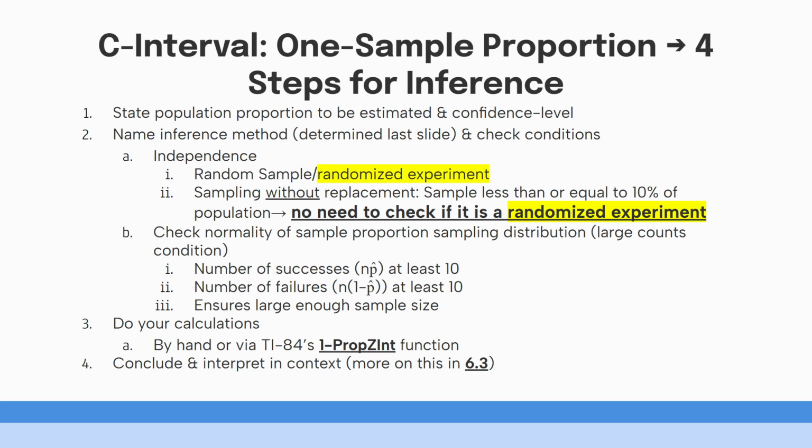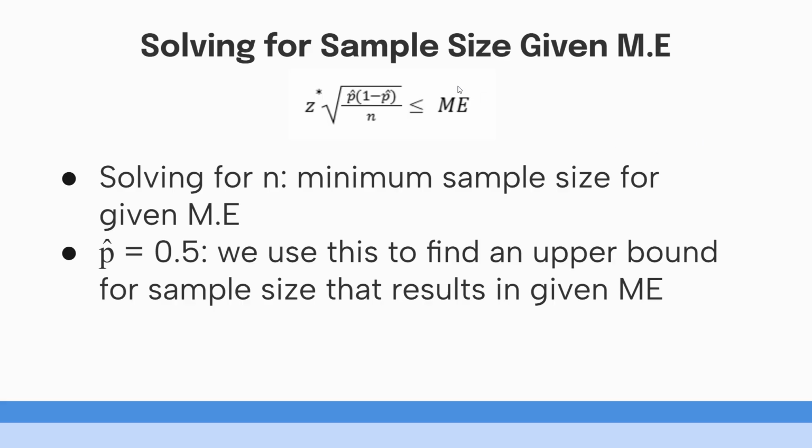Once you have your confidence interval, we'll go more over how to interpret it in 6.3, but you have to conclude and interpret in context. What's neat about our formula for margin of error is, like I said, it's the critical value times the standard error, and this is less than or equal to the margin of error. When solving for sample size, often on an MCQ or an FRQ, you're asked to solve for n. What's the smallest sample size that will get us this margin of error? They'll give you the confidence level, and from it you can determine the critical z value, using our inverse norm function, as we went over earlier.